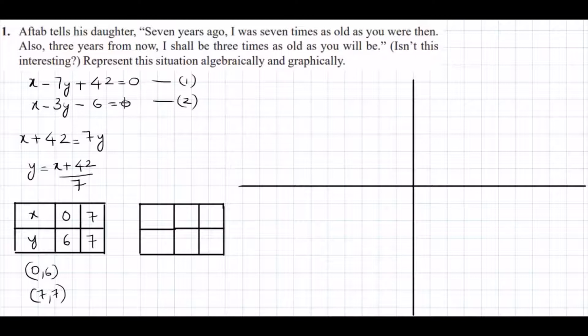Now take the second equation and find out the solution. So here, first rearrange and write in terms of y. That is, x minus 6 is equal to 3y. So what I am doing is taking y to the right hand side to write it easily. So x minus 6 is equal to 3y. So y equals (x minus 6) by 3.